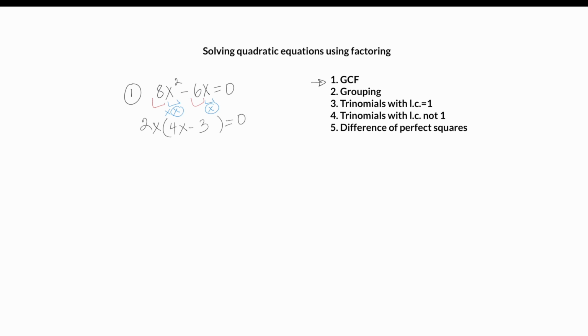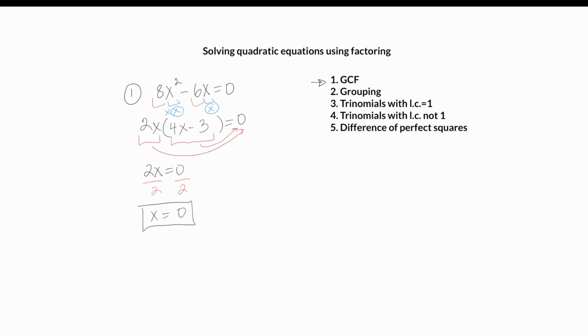Now, to solve this, I will be taking each factor. I have two factors here. The 2x is my first factor, and 4x minus 3 is my second factor, and I will be setting each one individually equal to 0. So the first factor, 2x equals 0. To get x by itself, I simply divide both sides by 2, and my x is 0. And that is your first answer.